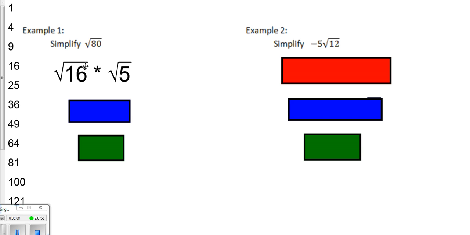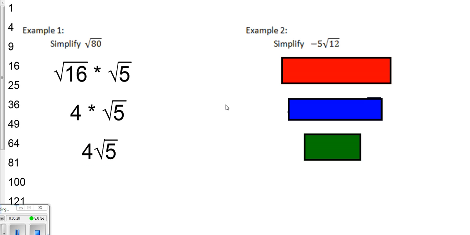But 16, we know the square root of 16 is 4. So we now call this 4 times the square root of 5. Now, instead of writing this multiply sign here, 4 times the square root of 5, we can simply call it 4 square roots of 5, and this would be your simplified answer. So the square root of 80 simplifies to 4 square roots of 5. We're trying to get whatever's underneath the square root symbol to be as small as possible.